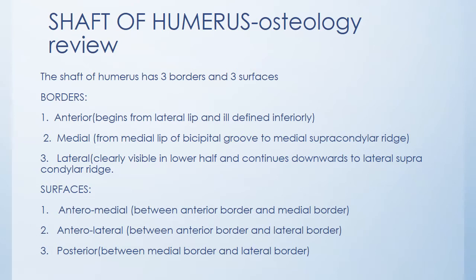The shaft has three surfaces: the anteromedial surface, which is present between anterior border and medial border; the anterolateral surface, which is present between anterior border and lateral border; and last one is the posterior surface, which is present between medial border and lateral border. So this is the review of osteology of the shaft of the humerus. Basic features.